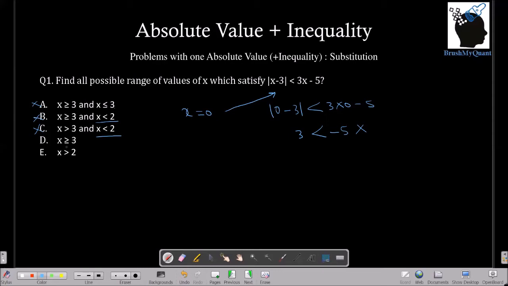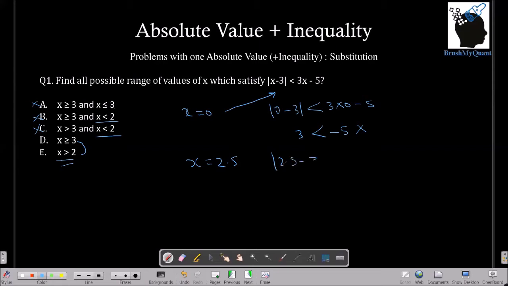Now I have option number D and E. E says x is greater than 2 and D says x is greater than or equal to 3. So if I pick a value of x between 2 and 3 and I'm able to prove that that value is correct, that means the answer will be option number E. So let me try with x is equal to 2.5 and see whether that absolute value inequality is true or not.